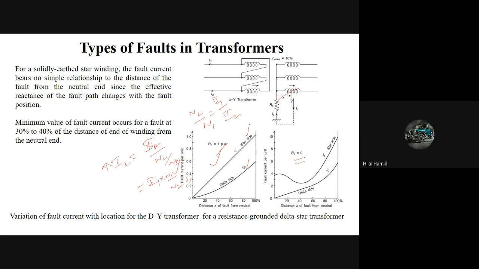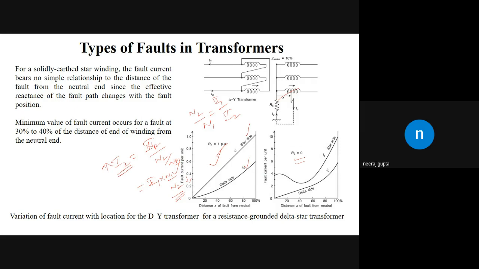Hello? Yes, sir. Is it okay now? Yes, sir, I understand. N2 is decreasing. Here, if you take the case of this, N2 is decreasing, then what happens? When N2 is decreasing, then I2 is increasing.